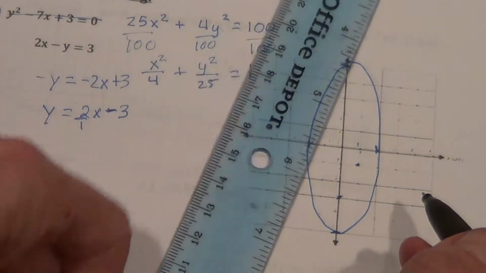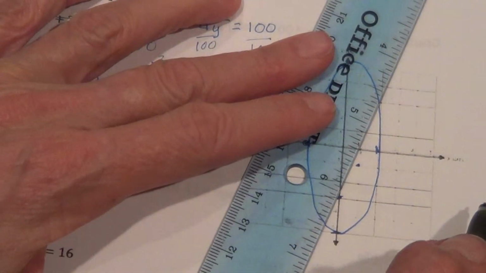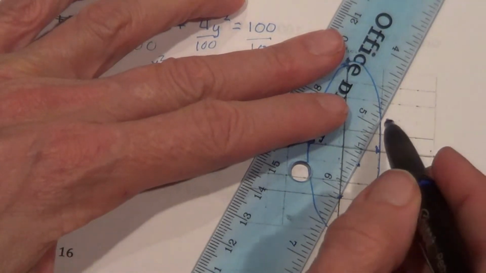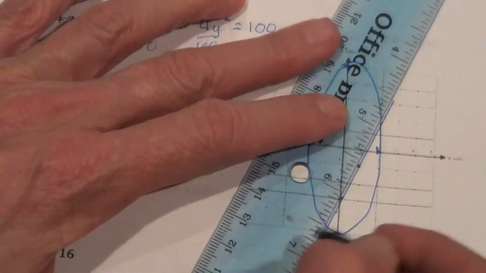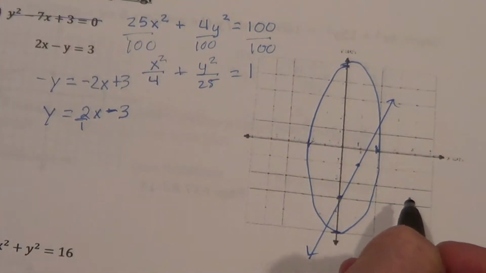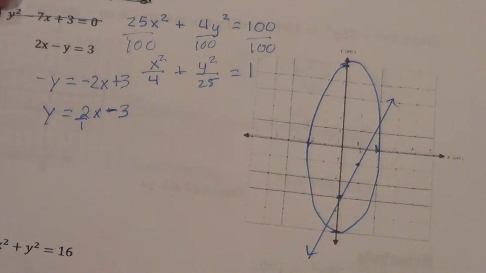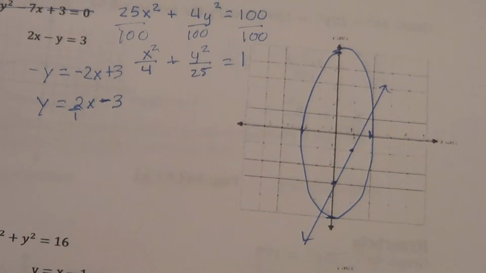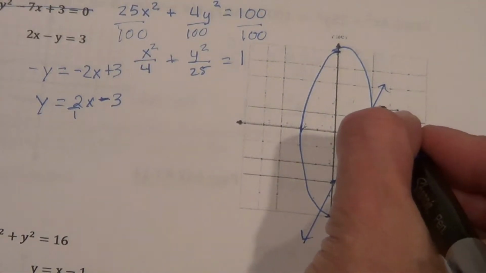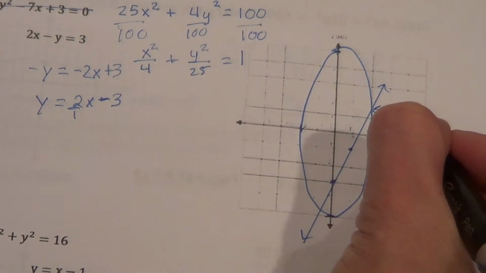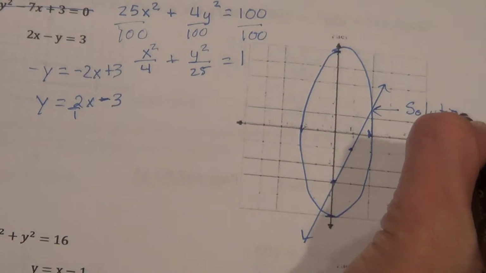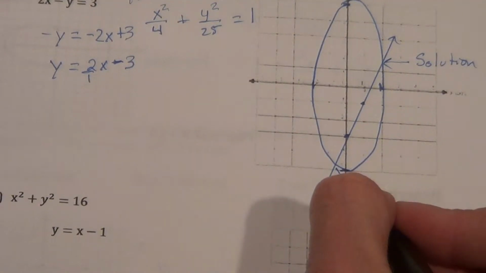And that shows us a system with an ellipse and a linear line. I would ask that you highlight the solutions. It is the point that makes both equations true. So there's a solution. And there's a solution.